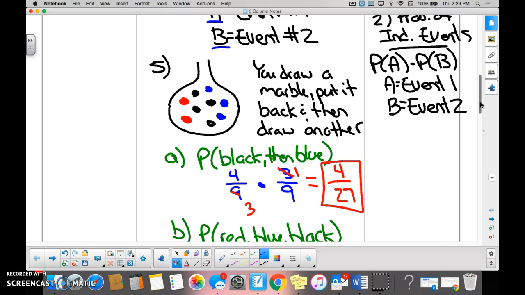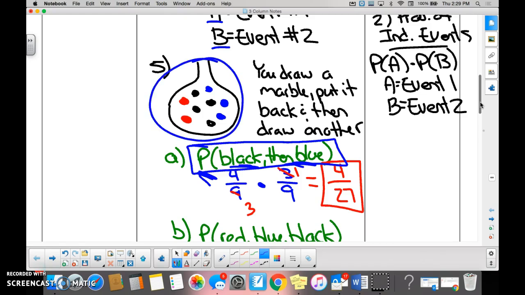You will see questions asked in this format right here. It'll say, what's the P stand for there? Probability. What's the probability of drawing black, then blue? So you guys, in this bag right here, what is the theoretical probability that you will stick your hand in there and draw a black marble? 4/9.